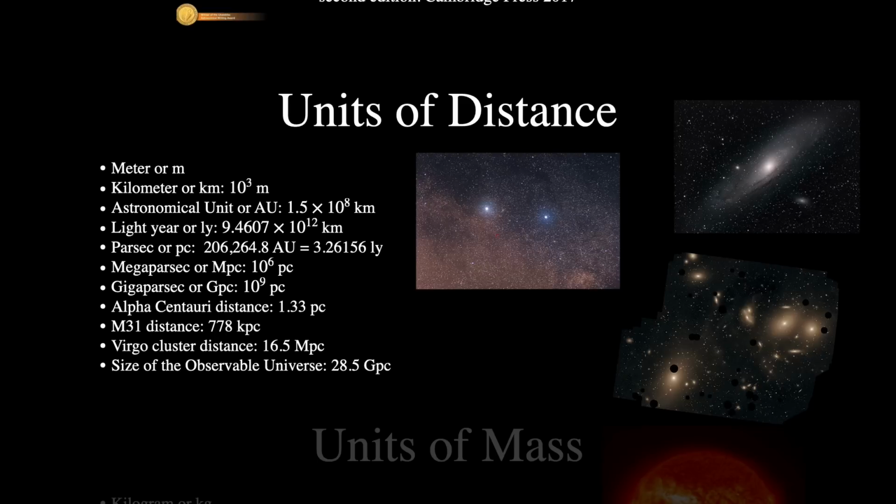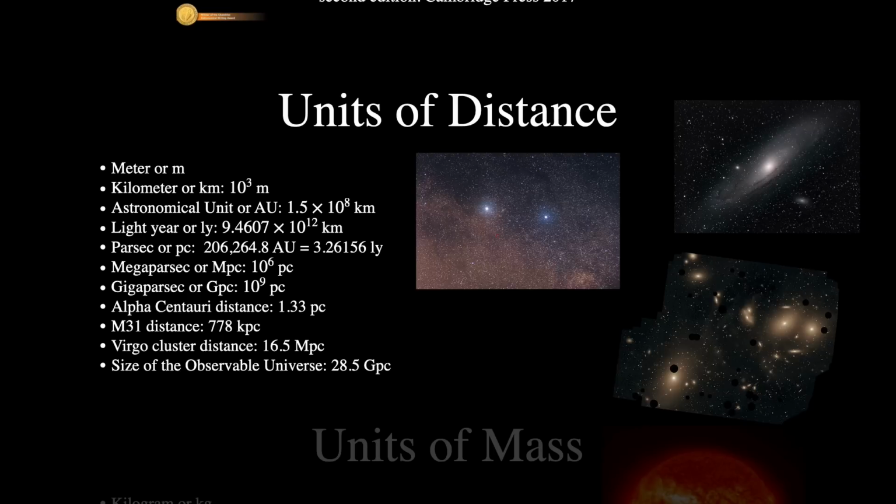For some basic ideas, the distance to the nearest star is about 1⅓ parsecs. The distance to M31, the Andromeda galaxy, is about 3/4 of a megaparsec. And the Virgo cluster of galaxies is about 16 or 17 megaparsecs.